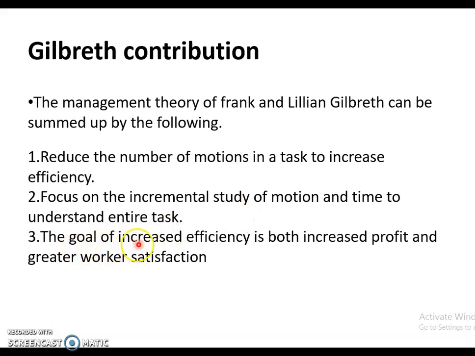And last, the goal of increased efficiency is both increased profit and greater work satisfaction. This has been the result of method study in industrial engineering. Later on, in the next video lecture, we will study the contribution by F.W. Taylor.